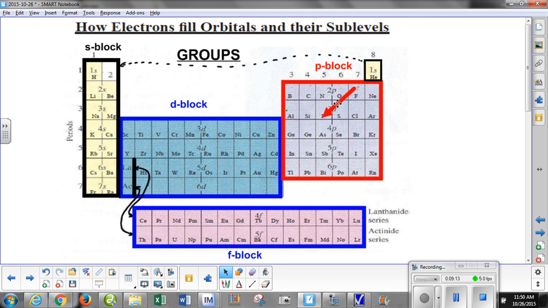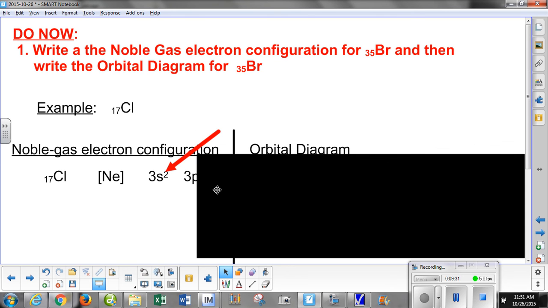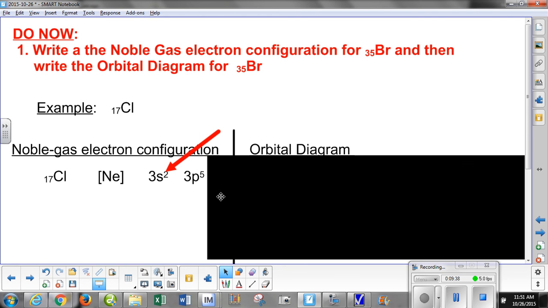So now we go across the 3p until we hit what? What are we looking for? Chlorine. So how many electrons do I need to get to chlorine? 5. That's why the 3p, which is the block that we were just in, is going to have a total of 5. Now, is this making more sense to a lot of you, I hope?